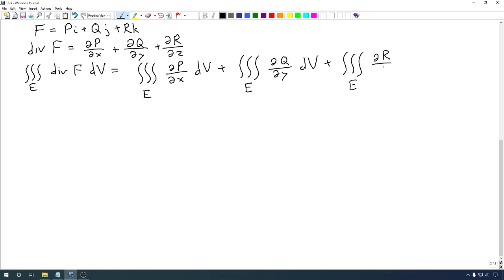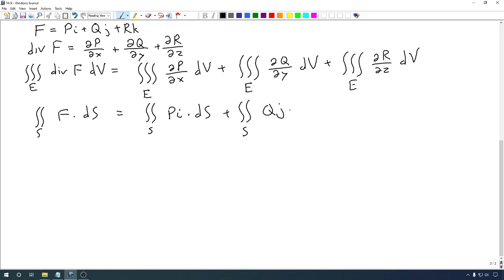Quite a bit of writing in here. We can also do the same thing with our surface integral. So we're taking the integral over S of F dot dS. Keep in mind there that F is our vector up here. The dot product can actually be split up over those, so we actually get the integral over S of Pi, the first component of F, dotted with dS, and the integral over S of Qj, dotted with dS, and the integral of Rk, dotted with dS.